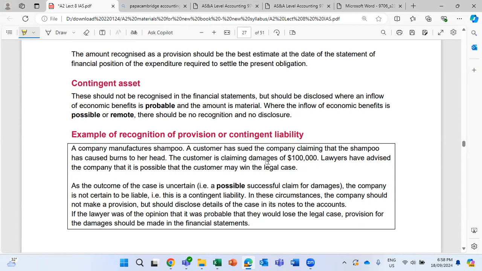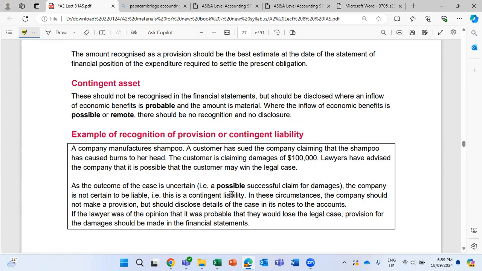So the customer is claiming damages of 100,000, which means the business is being sued. Lawyers have advised the company that it is possible that the customer may win the case. As the outcome of the case is uncertain, as in a possible successful claim, the company is not certain to be liable. Remember, possible means the chances are low. So this is a contingent liability.